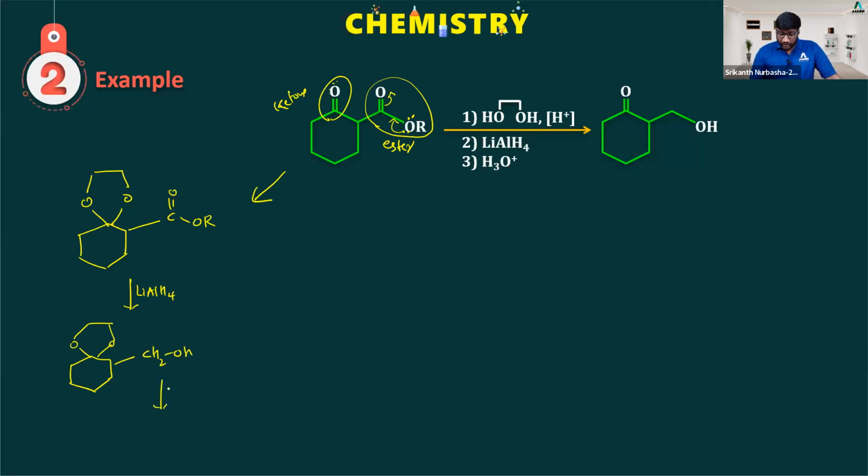Then you can treat with H2O. H2O in the presence of H plus, what is going to happen? The cyclic ketal will be converted to the respective C double bond O CH2OH. Got this or not?